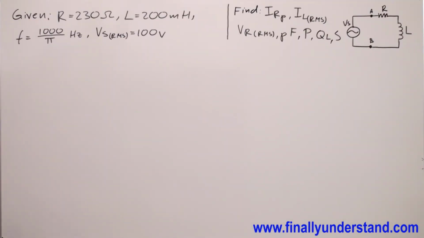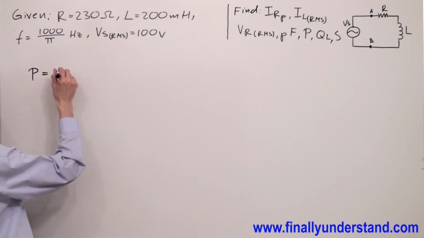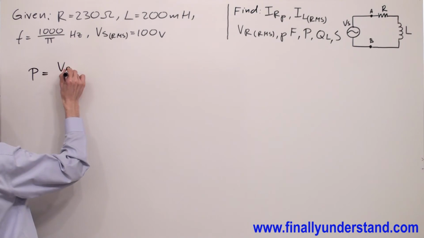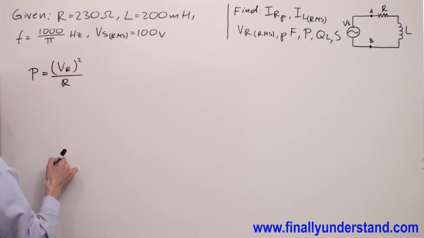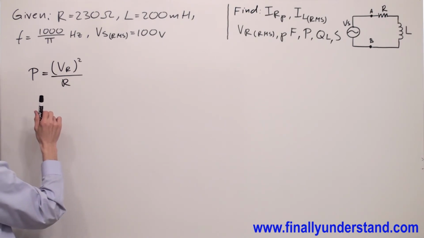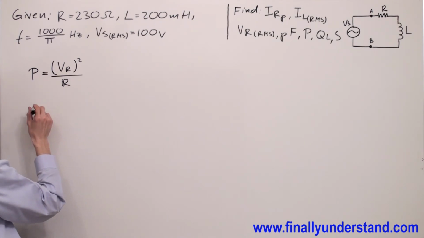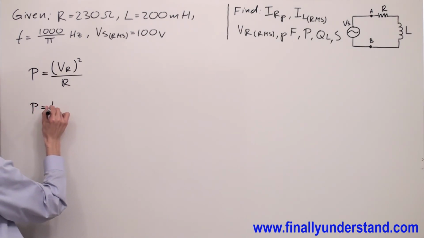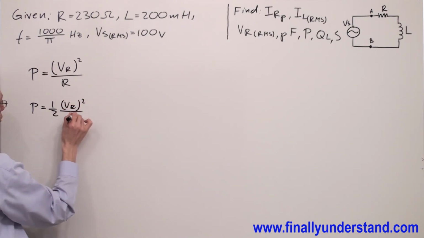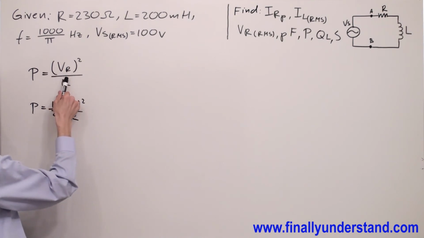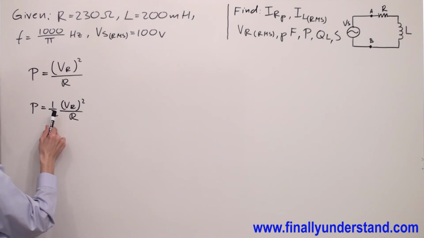Next, we're supposed to find the true power. True power is equal to voltage across resistor to the second power over resistance. Now, please notice that this time we are not going to use the formula P equals 1/2 VR to the second power over resistance. Remember, this formula we are going to use for RMS values. This formula we are going to use for peak values.